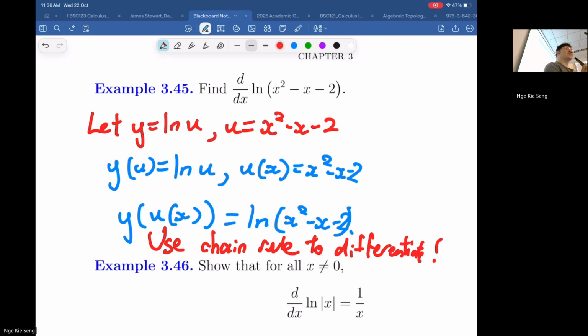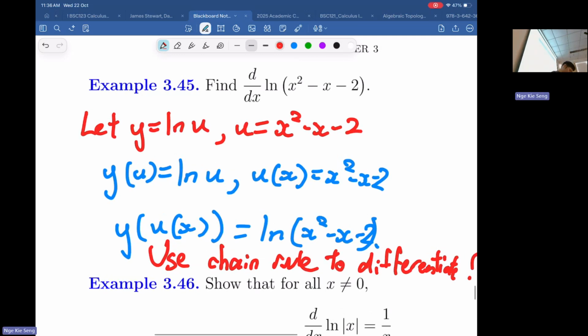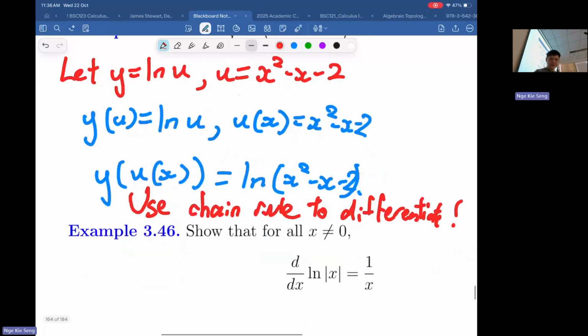Which part? Do you want to try, or do you want to think by yourself? Okay, you'll try again. If you still get stuck, you can ask again. How about the next one?